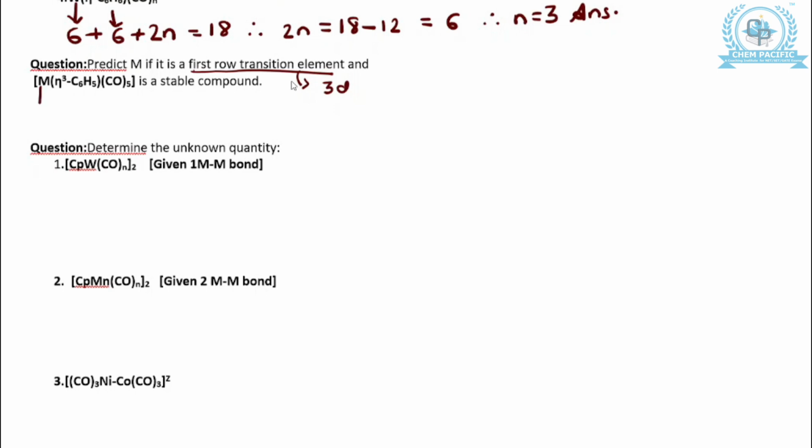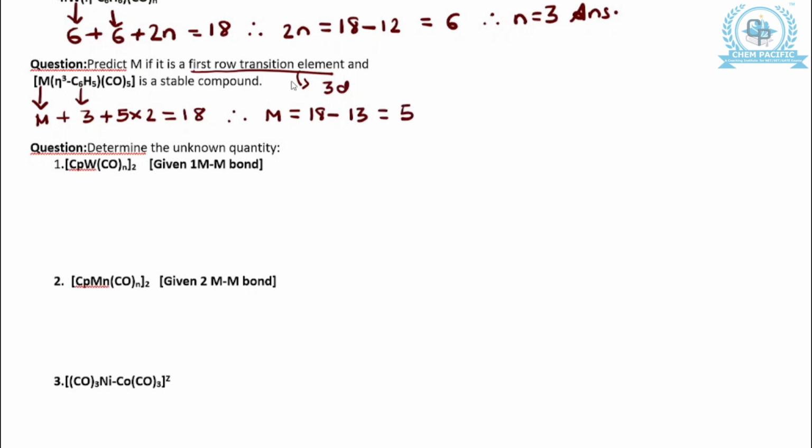So यहाँ पे जैसे हम valence electrons कर रहे थे अभी, यहाँ पे ये मेरे लिए unknown है, ये ही मुझे calculate करना है. And this is in the eta 3 mode, so this is 3 electron donor. And then you have the carbonyl. How many are there? 5. So you have 5 into 2, and the overall is 18. Therefore, M is equal to 18 minus 13, which is equal to 5.